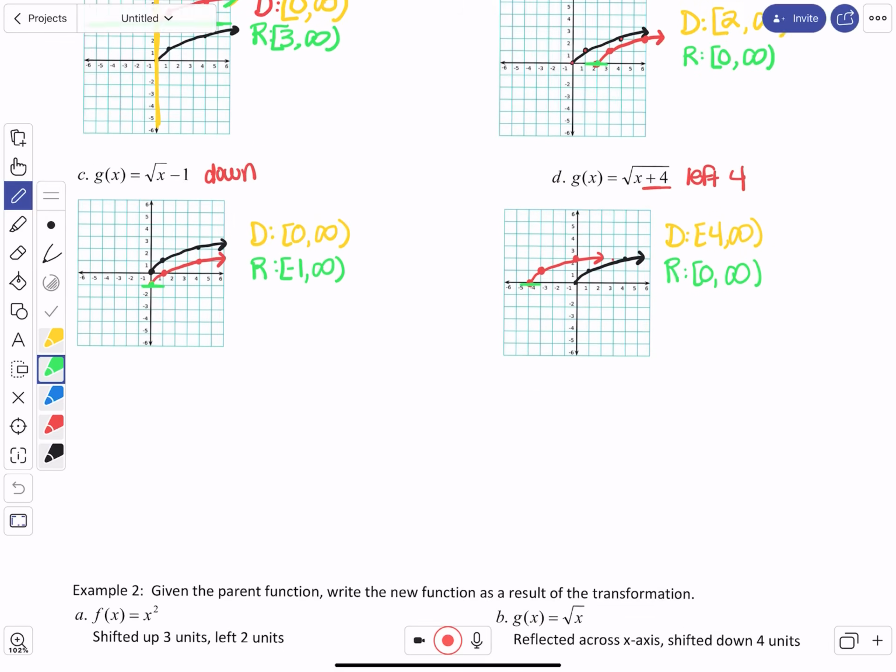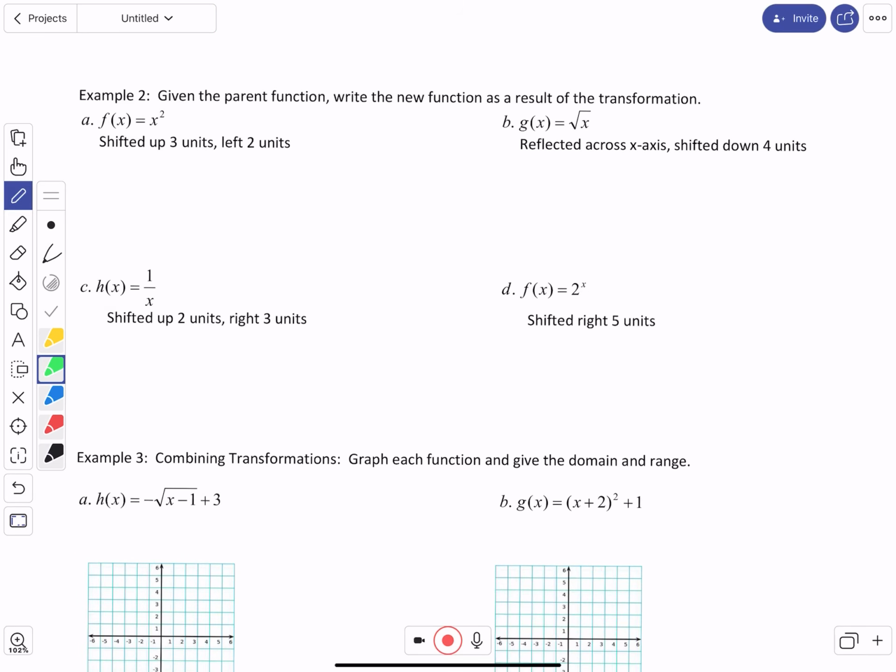All right, moving on. So given the parent function, we're going to write the new function as a result of the transformation. So now we are writing an equation. So shifted up and left 2. Up means it's going to be on the outside. Left means we're putting something on the inside, so we need to add some parentheses. Left 2 means I'm going to add 2. Don't forget the square. Up 3 means I'm going to add 3 on the outside. So that's what that equation will look like.